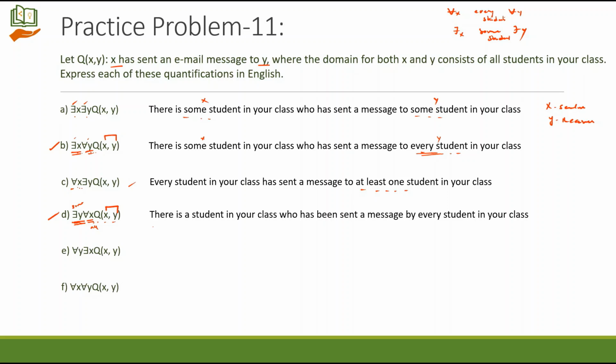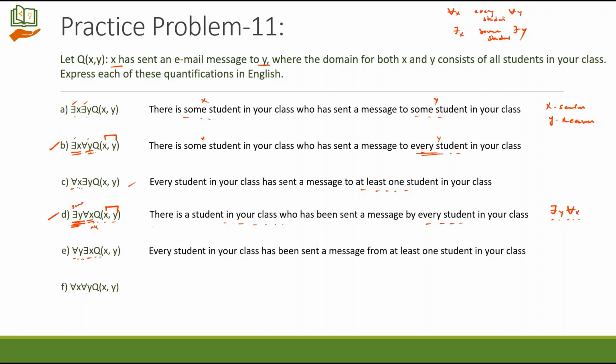The statement should carry the receiver part first. So we have to say someone has been sent a message. So we say there is a student in your class who has been sent a message by every student. This is the order of Y and X. Now the next one. For all Y, existential X. So the receiver is everyone and the sender is someone. How will we write the statement? Every student in your class has been sent a message from at least one student in your class, or from a student in your class.